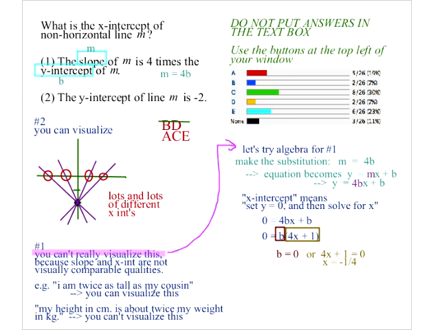Yeah, good. Okay, so if b is 0, that would mean that m is also 0. That's a horizontal line, so not allowed, because remember, it says non-horizontal line up there. So that means, therefore, the x-intercept must be 1/4 no matter what, and so this is sufficient. Single answer. It's kind of neat. Sufficient.